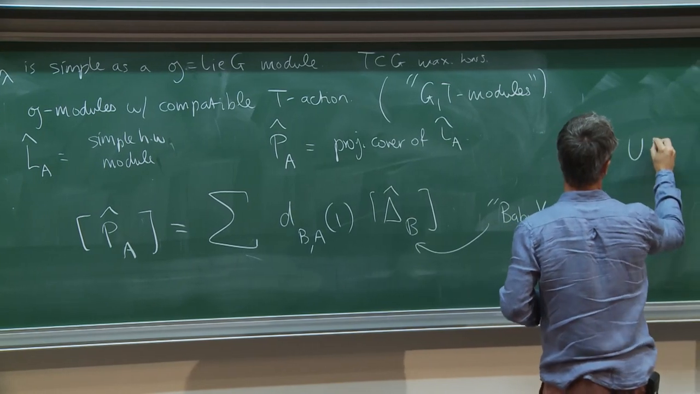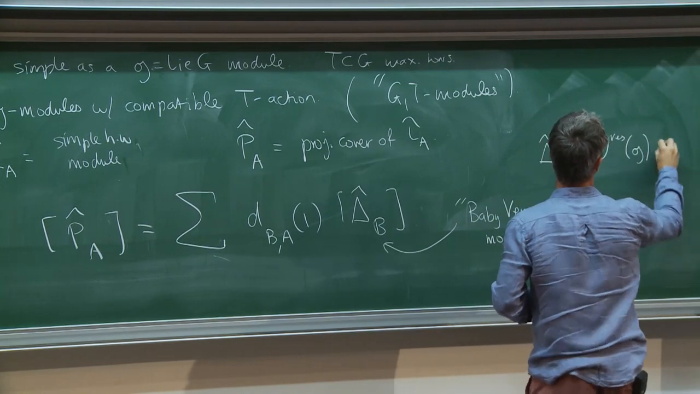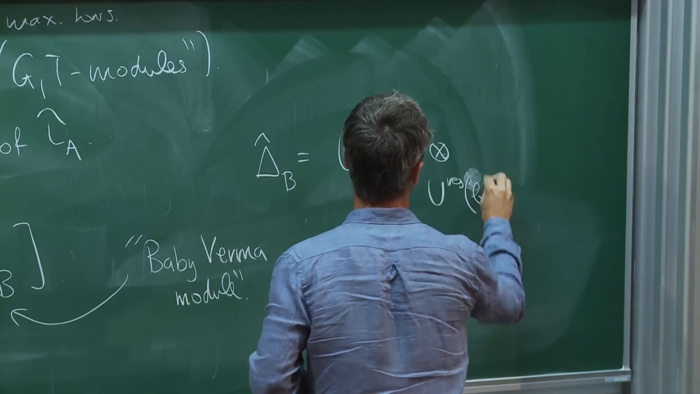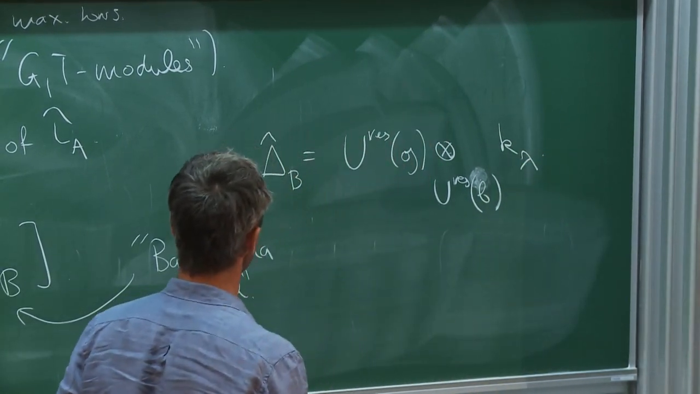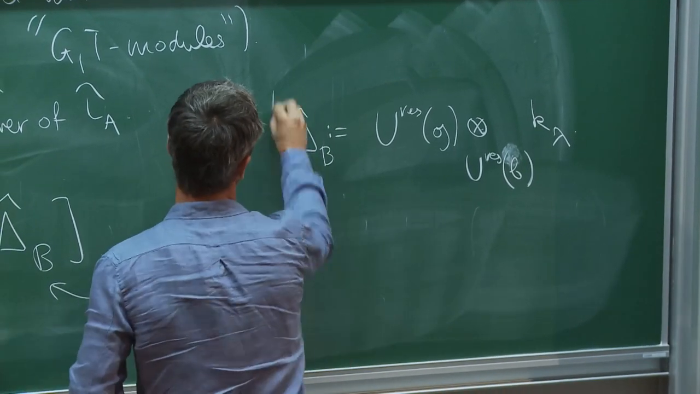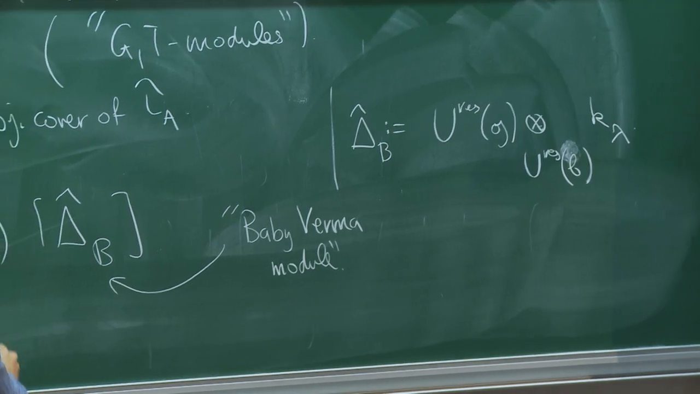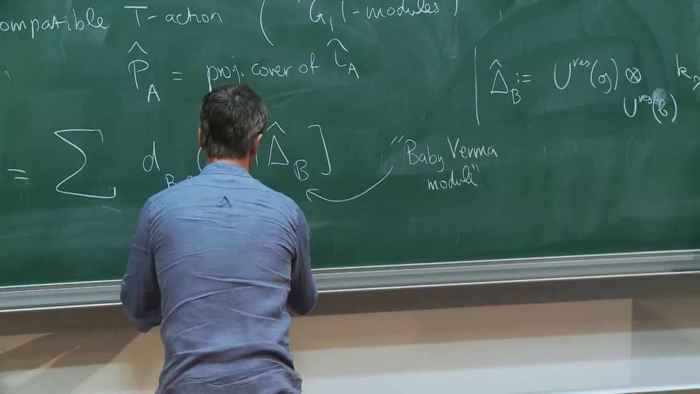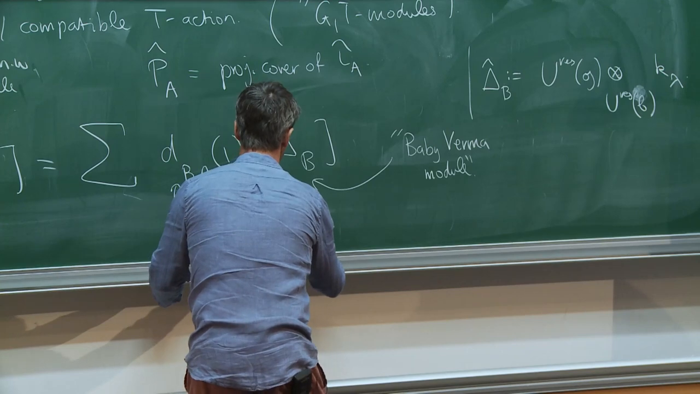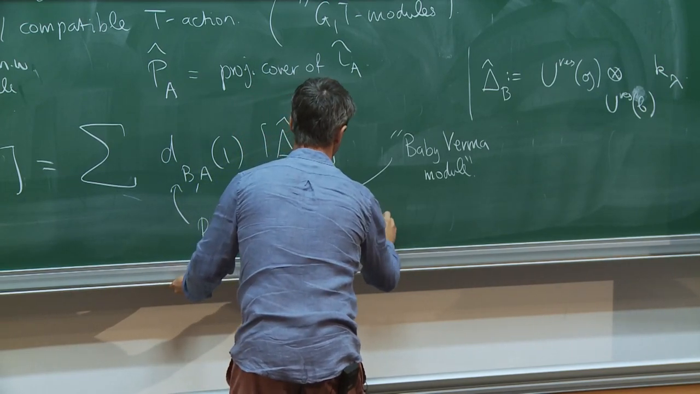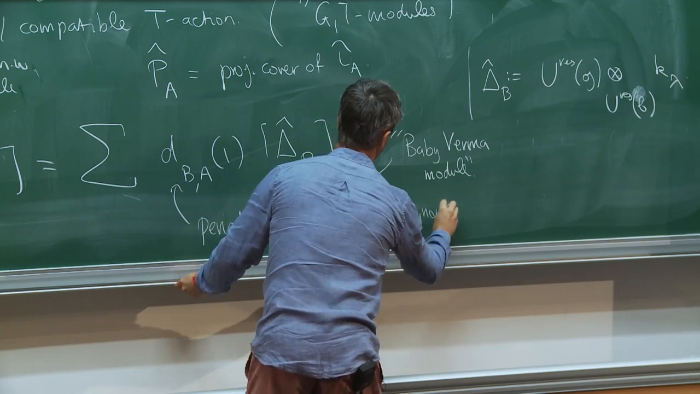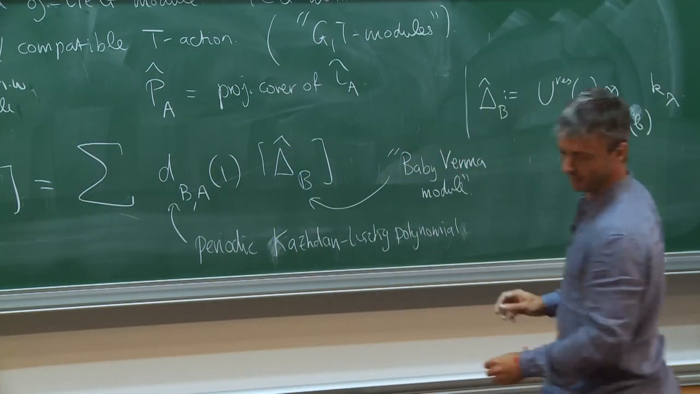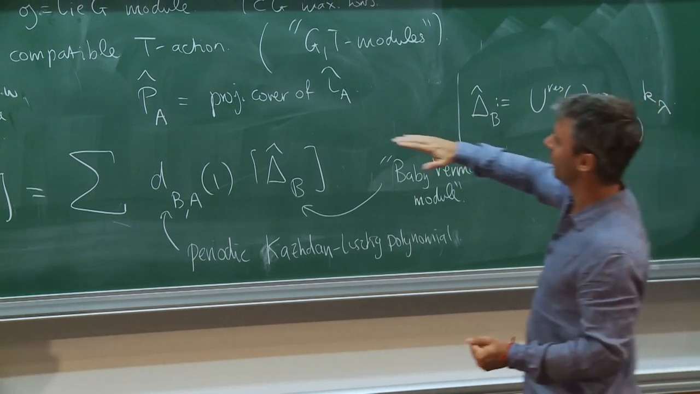Here delta B hat is induced from the restricted Lie algebra of B. So this is a finite dimensional kind of standard module. And these are periodic Kazhdan-Lusztig polynomials, again evaluated at one.